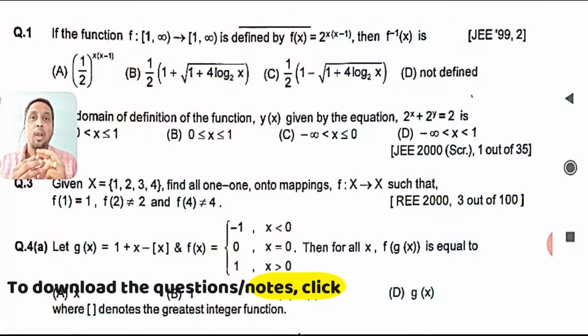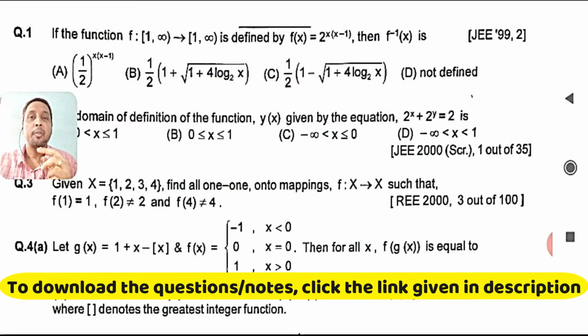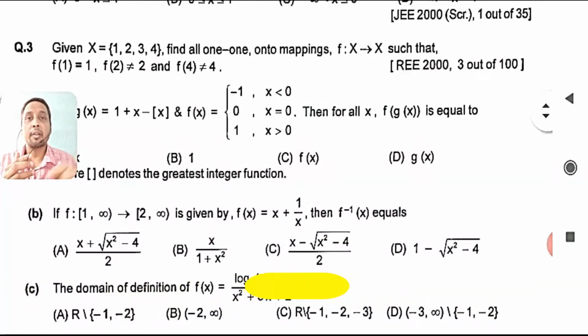Okay students, welcome all to this new lecture in the advanced level, where we are solving previous year IIT JEE questions on functions. So today in this lecture we will be solving from question number 1 to question number 4c. Okay, then let's try to solve these questions.